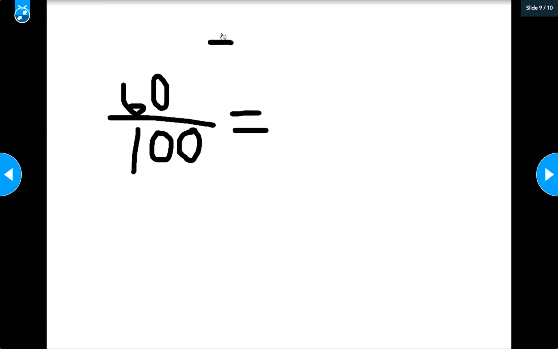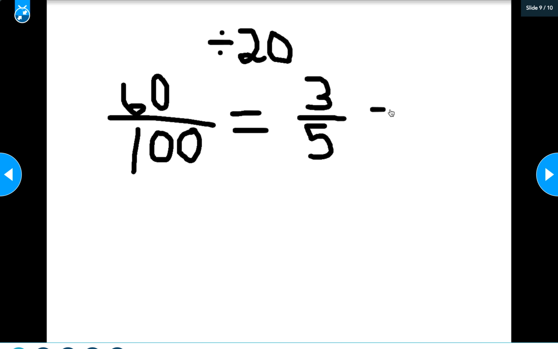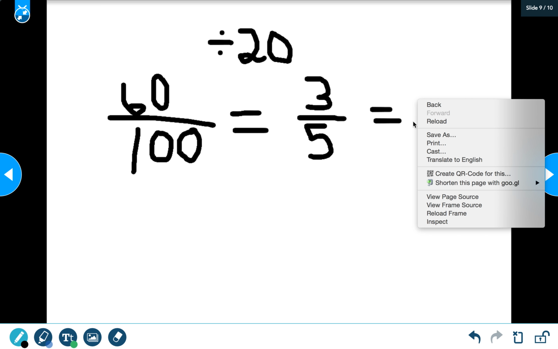It takes me a while to write on the computer, so I'm just going to write it like this. We divide by 20, and we get 3 over 5. And when you do NIDO and you divide that, you're going to get one of our benchmark fractions.